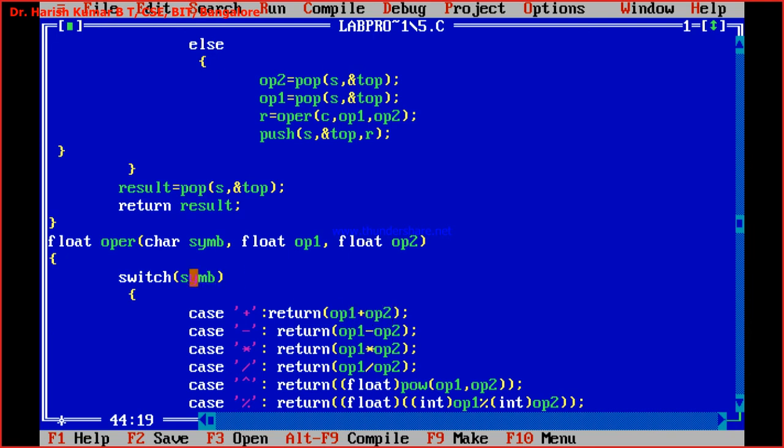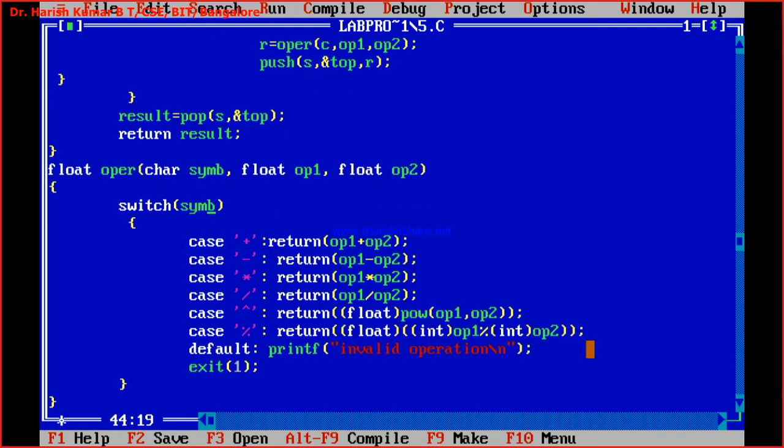Similarly, if the operator is minus, it will return OP1 minus OP2. If the operator is into, it will return OP1 into OP2. In case of divide, it will return OP1 divided by OP2. If it is exponentiation, see what we are doing here? Power of, we are making use of the built-in function power.